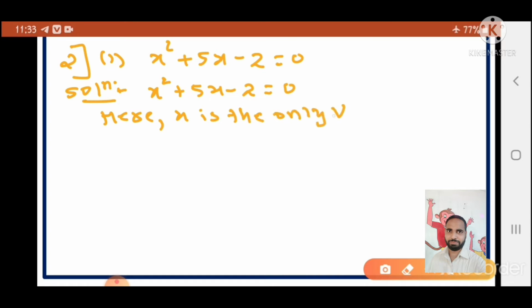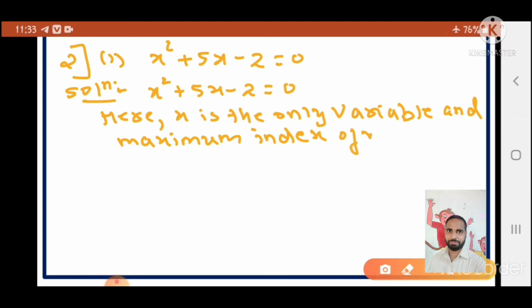खाली एक ही वेरिएबल यूज किया है, या तो x या तो y या तो anything, but only one variable is used. x is the only variable and maximum index. maximum index का मतलब क्या होता है? डिग्री, highest degree. Maximum index, or you call it highest degree, it is one and the same, of variable is 2. Therefore it is a quadratic equation.